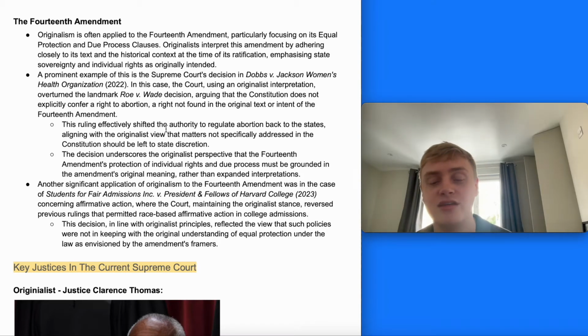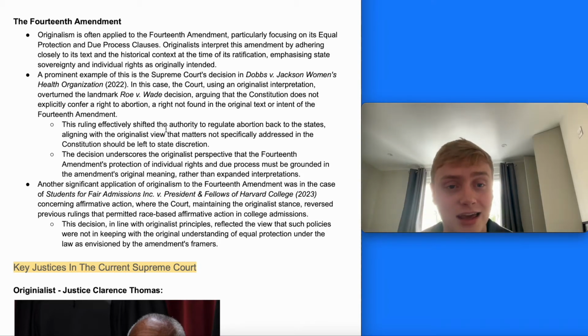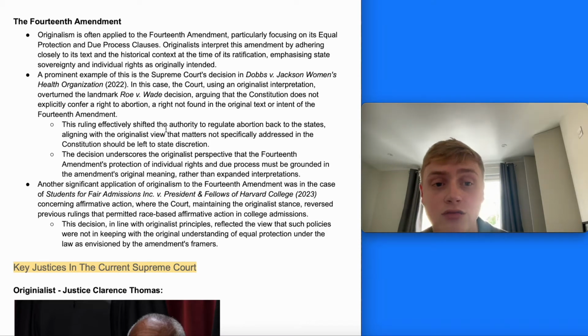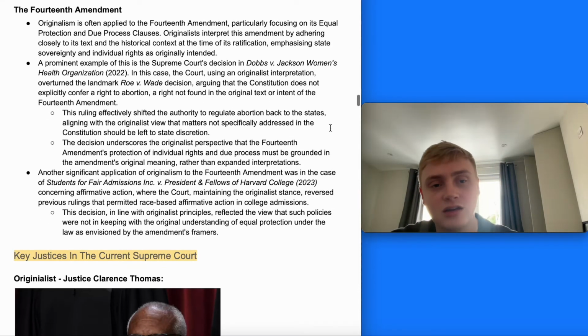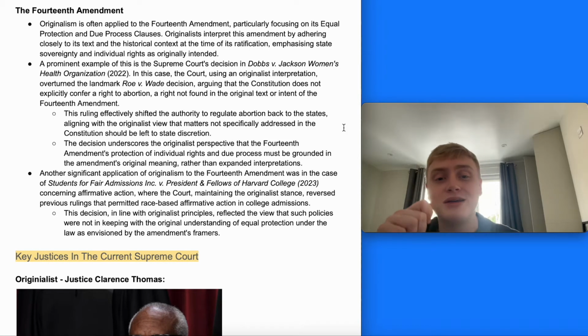A key example of this is the overturning of Roe v. Wade, and in this case, the court using an originalist interpretation overturned Roe v. Wade, arguing that the Constitution does not explicitly confer a right to an abortion, which is not found in the original text or the intent of the 14th Amendment, according to originalists. This ruling effectively shifted the authority to regulate abortion back to the states, aligning with the originalist view that matters not specifically addressed in the Constitution should be left to state discretion.